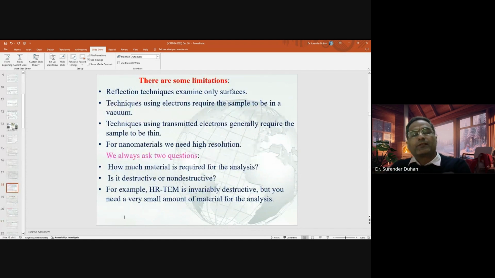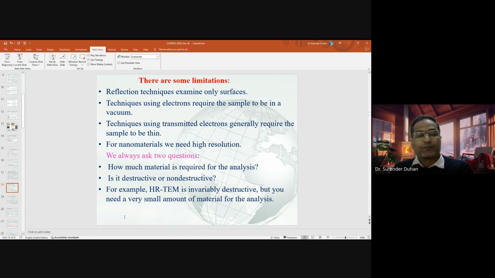There are some limitations in characterization tools. For example, reflection techniques examine only the surface. Techniques using electrons require the sample to be in a vacuum. Some techniques are used in vacuum, and some techniques work in the presence of air. Techniques using transmitted electrons generally require the sample to be thin. For nanomaterials, we need high resolution.